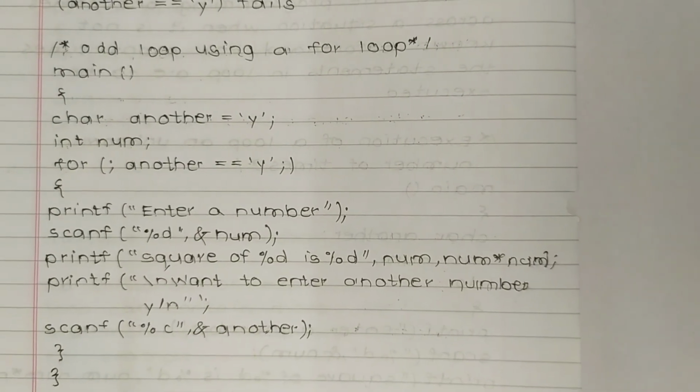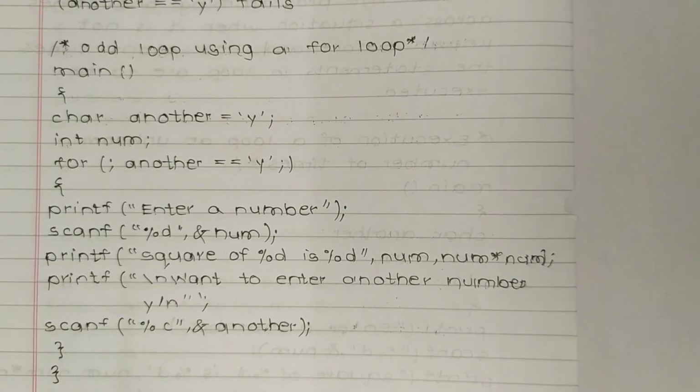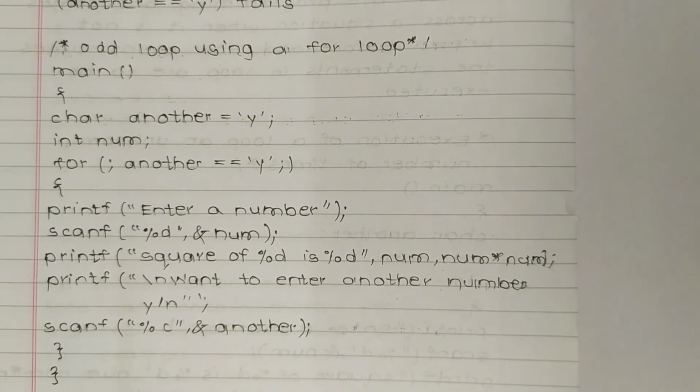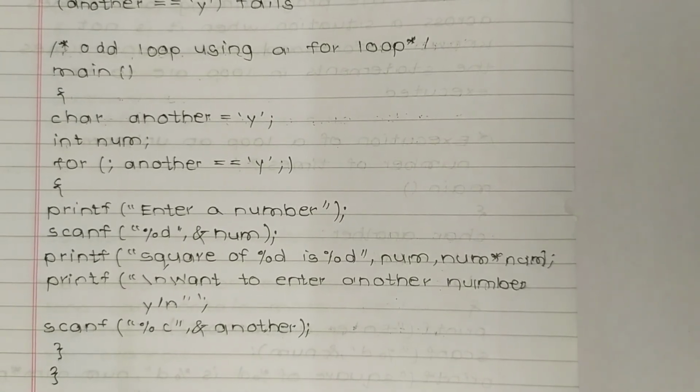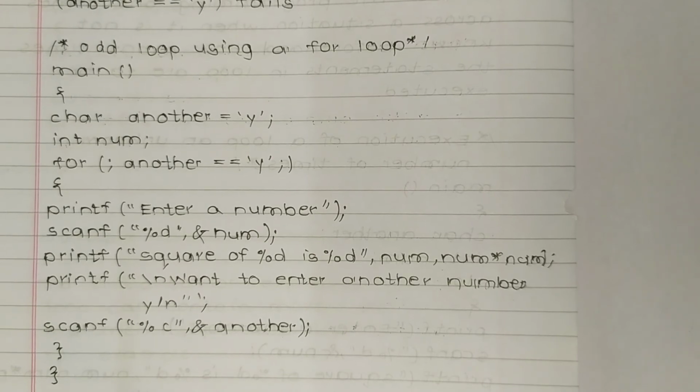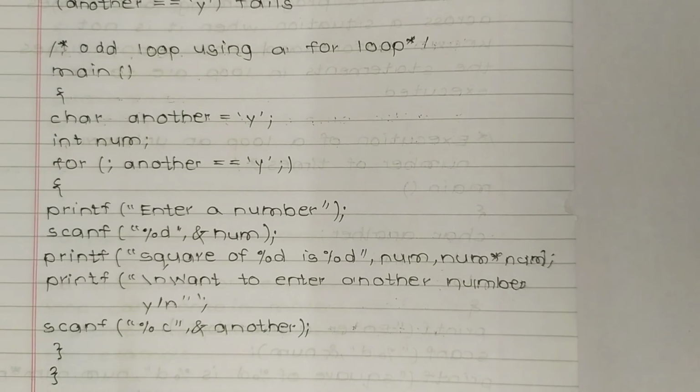Odd loop using a for loop. Main, char another is equal to y. So here we are using a for loop, odd loop using a for loop. That means we are using an infinite loop. We are doing an infinite loop using a for loop. So main, then char another is equal to y, that is, another is a char which is equal to y. Int num, so num is an integer.